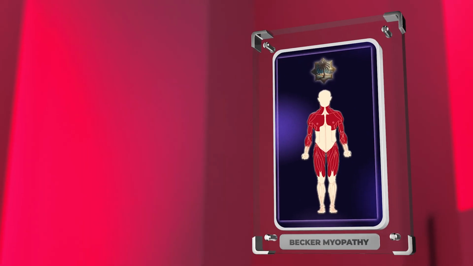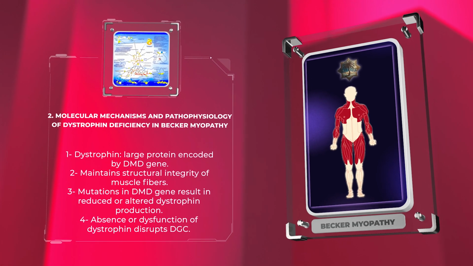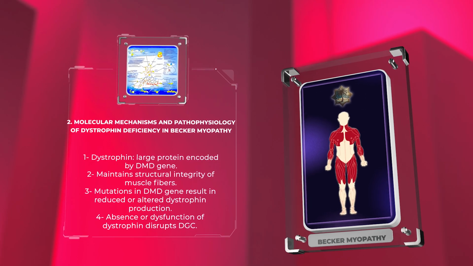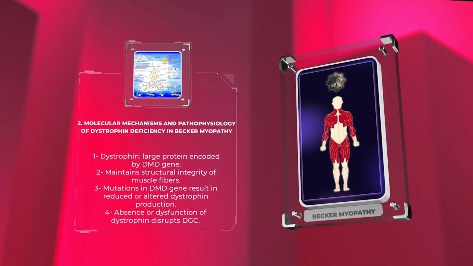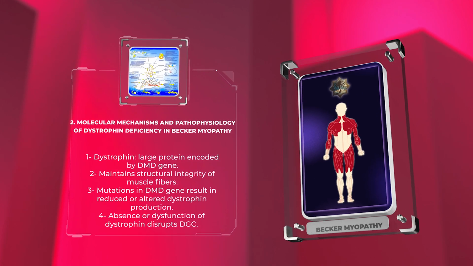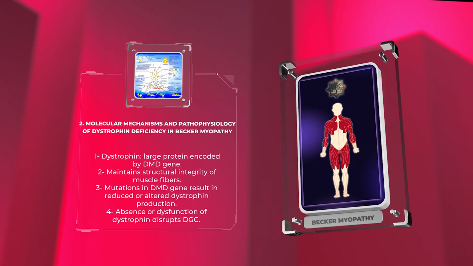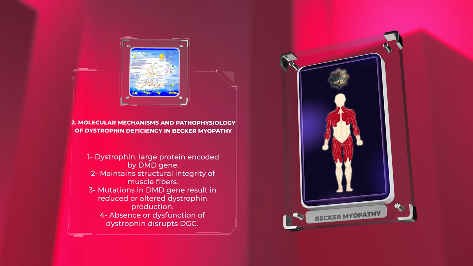Dystrophin, a large protein encoded by the DMD gene, plays a crucial role in maintaining the structural integrity of muscle fibers. In Becker myopathy, mutations in the DMD gene result in reduced or altered dystrophin production. The absence or dysfunction of dystrophin disrupts the dystrophin-associated glycoprotein complex, DGC, leading to increased muscle cell fragility, impaired cellular signaling, and subsequent muscle degeneration.